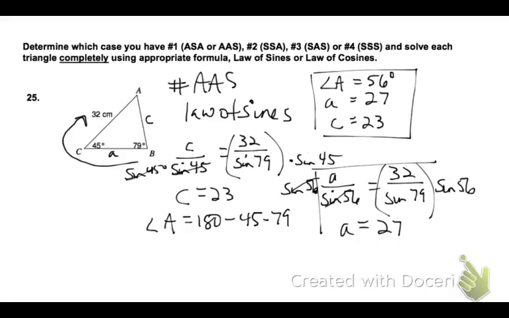So again, just make sure that the smallest side corresponds with the smallest angle. So C is our smallest side, and 45, that is our smallest angle, and then work your way up. And that's how you solve non-right triangles, using the law of sines and the law of cosines.